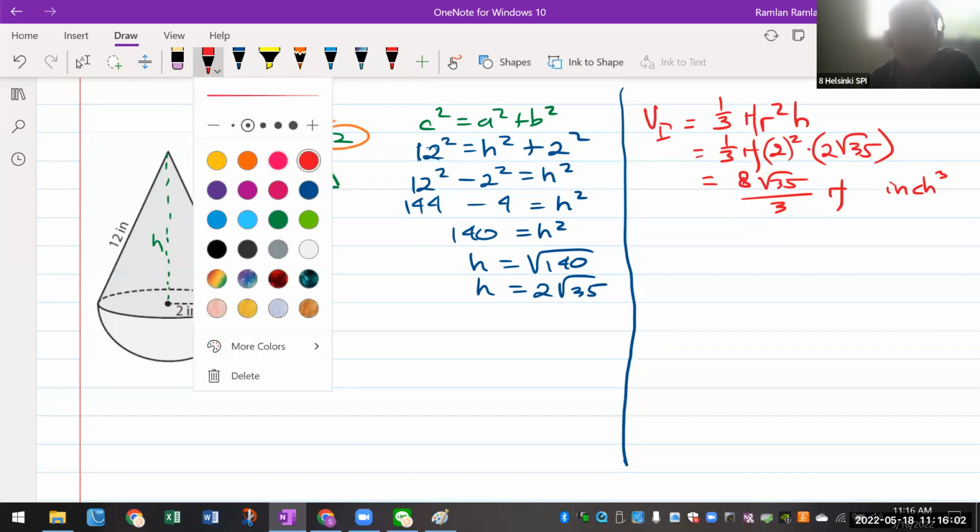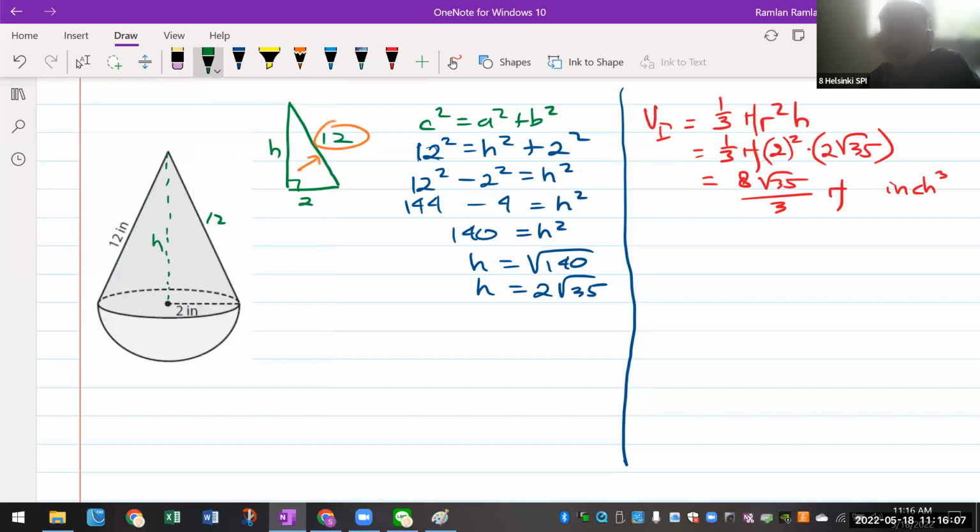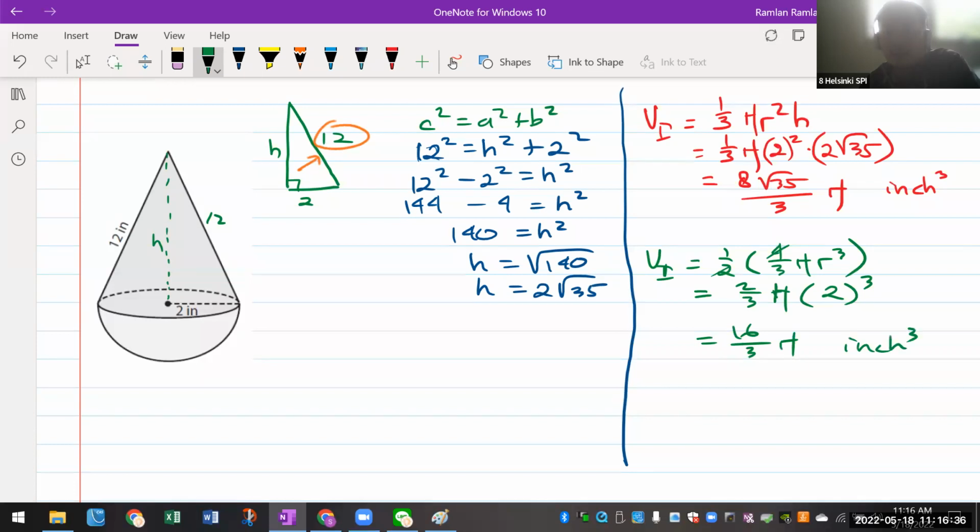Okay, the next one is the hemisphere, the half circle. So the volume 2, because it's just half, will be half times the volume of a sphere, which is 4 over 3 pi r to the power of 3. Or I can cancel the 2 and 4. That will be 2 over 3 pi, and because the r is the same as this one, which is 2, that will be 2 to the power of 3. So if I multiply this, that will be 16 over 3 pi inches cubed.